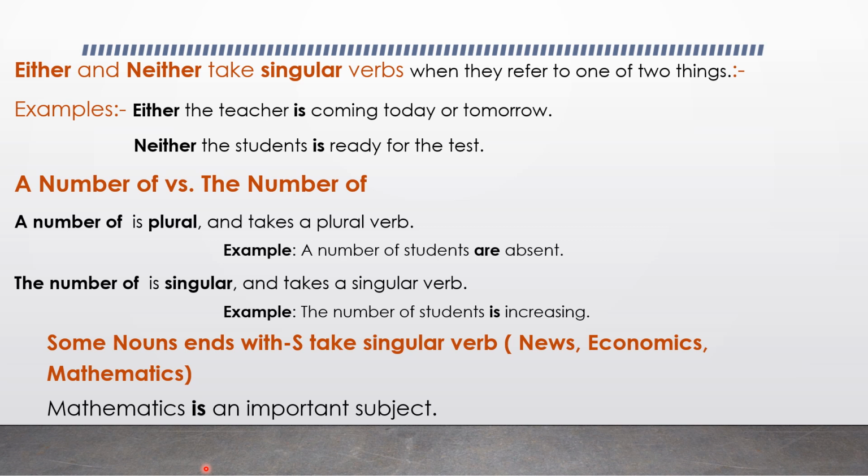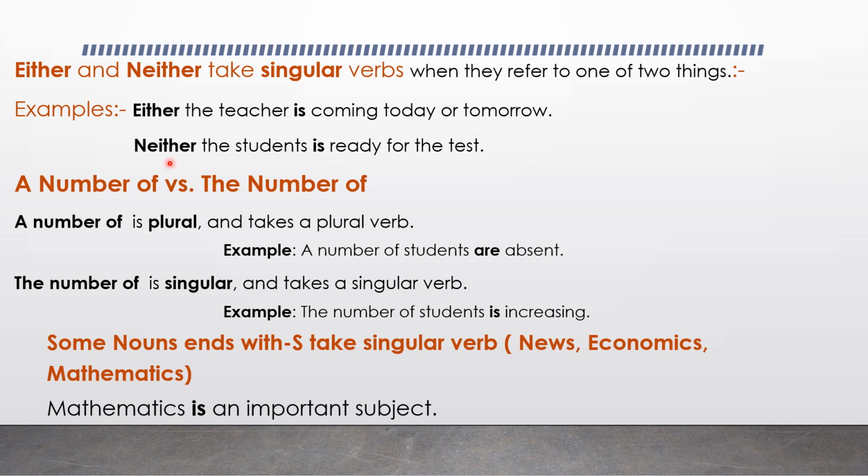We did that if two subjects are joined with either or, neither nor, then we have to go for the nearest one. But if there is only either, neither, not or nor, then they take a singular verb. For example, either the teacher is coming today or tomorrow. So here there is no or, they are not used in a pair, only a single either is used, so it is considered singular. Either the teacher is coming today or tomorrow.